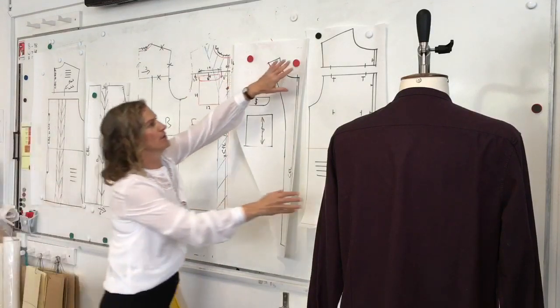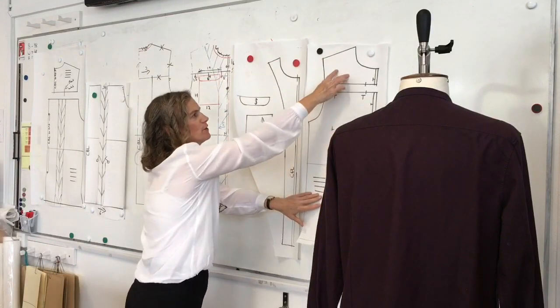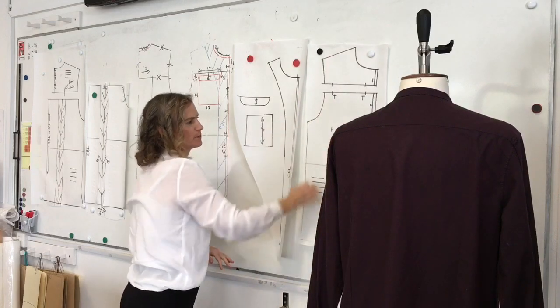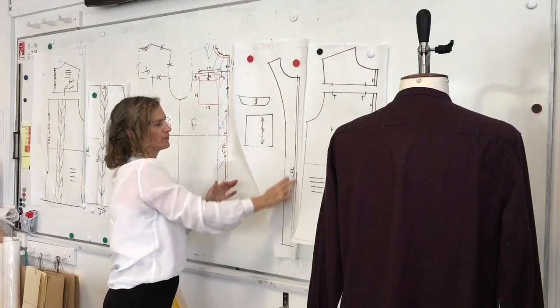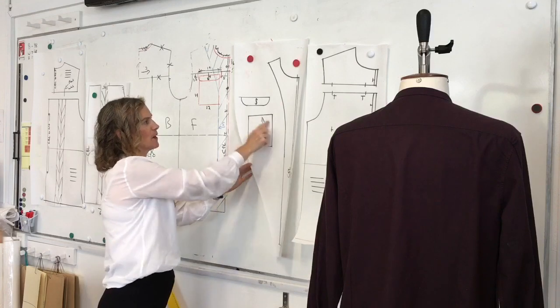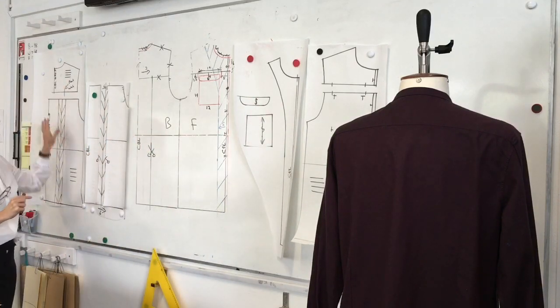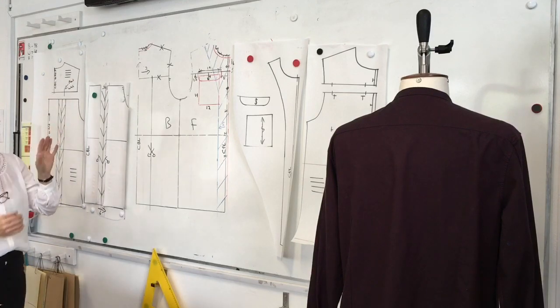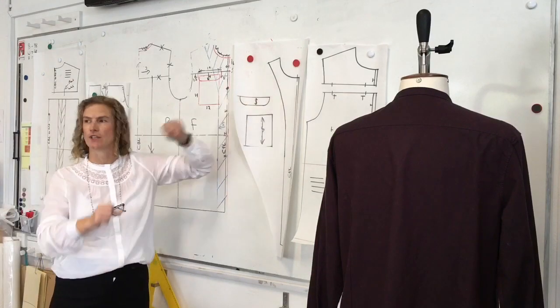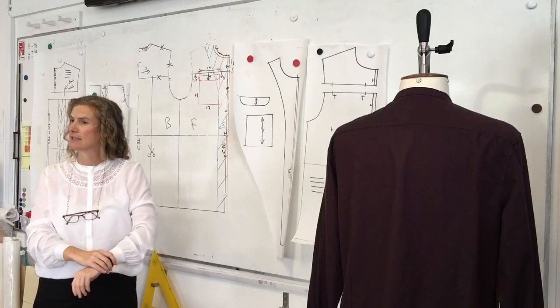Okay, so there's your trace-offs. You have your yoke, your front body section, your front facing, your pocket, and your pocket flap, and then the back pieces. So that will complete it. You need all your labeling on each. You need to check all of your straight grains are on there as well.